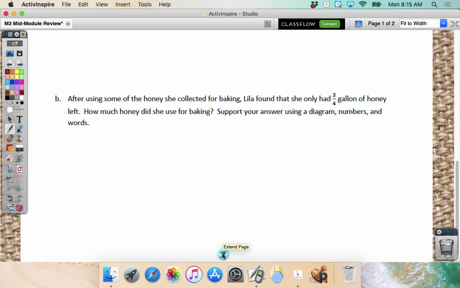After using some of the honey she collected for baking, Lila found that she only had 3/4 gallon of honey left. How much did she use for baking? Okay, what did she have? 1 1/6.